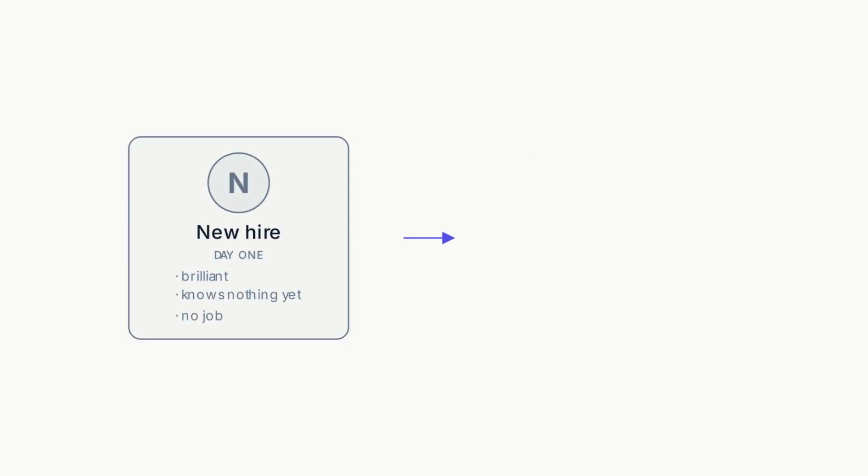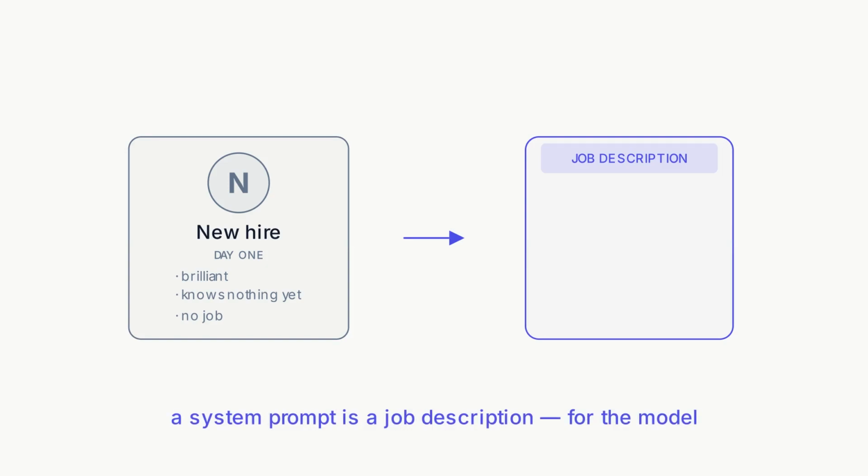Think of hiring a brilliant new employee on their first day. Extraordinary raw talent, but they don't yet know your company, your customers, your rules, or what their actual job is. What do you hand them? A job description. And that is exactly what a system prompt is. A job description for the model.